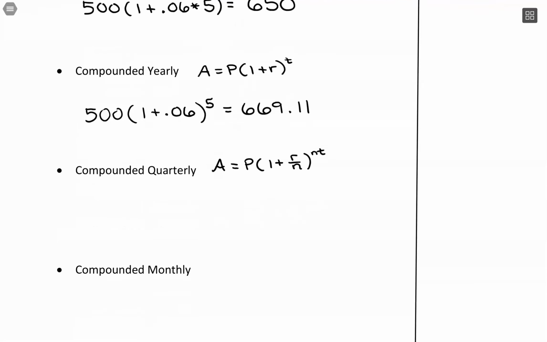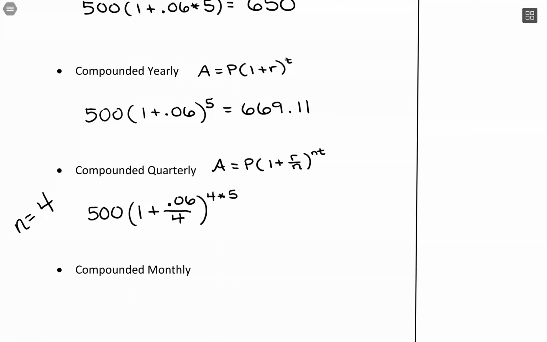And when we're compounding quarterly, the number of times we compound per year is going to be 4. So we'll have 500 times 1 plus the rate of 0.06 divided by n, with an exponent of 4 times the number of years. So let's go and see how to plug this into an online calculator, because often with financial mathematics, that can be the trickiest part.